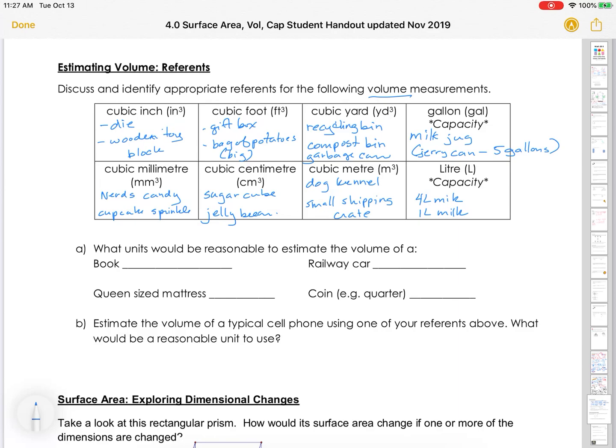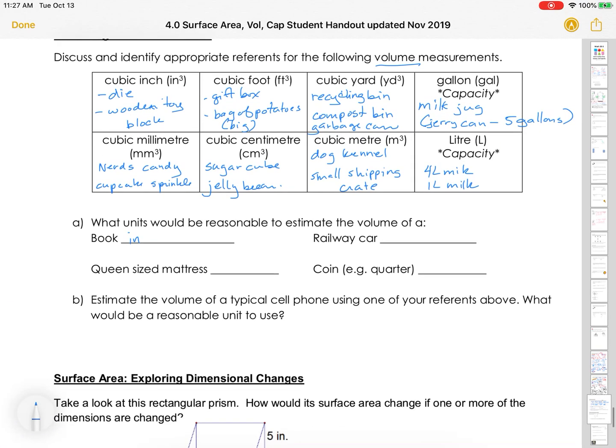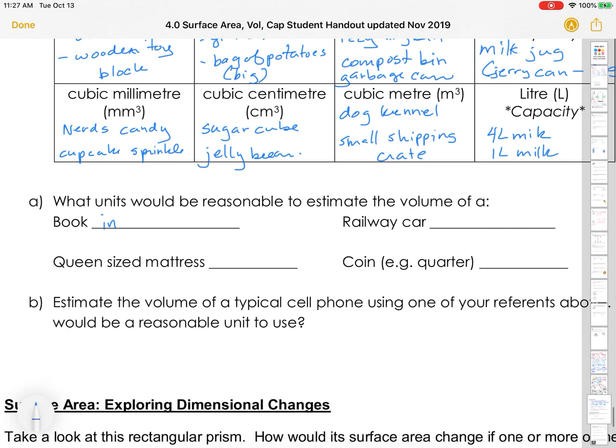What units would be reasonable to estimate a book? Well, a book is too small to really use something like meters, but you might want to use something like inches cubed. Remember, we're doing volume, right? So it's cubed, or centimeters cubed, since we are in Canada and we use the metric system.